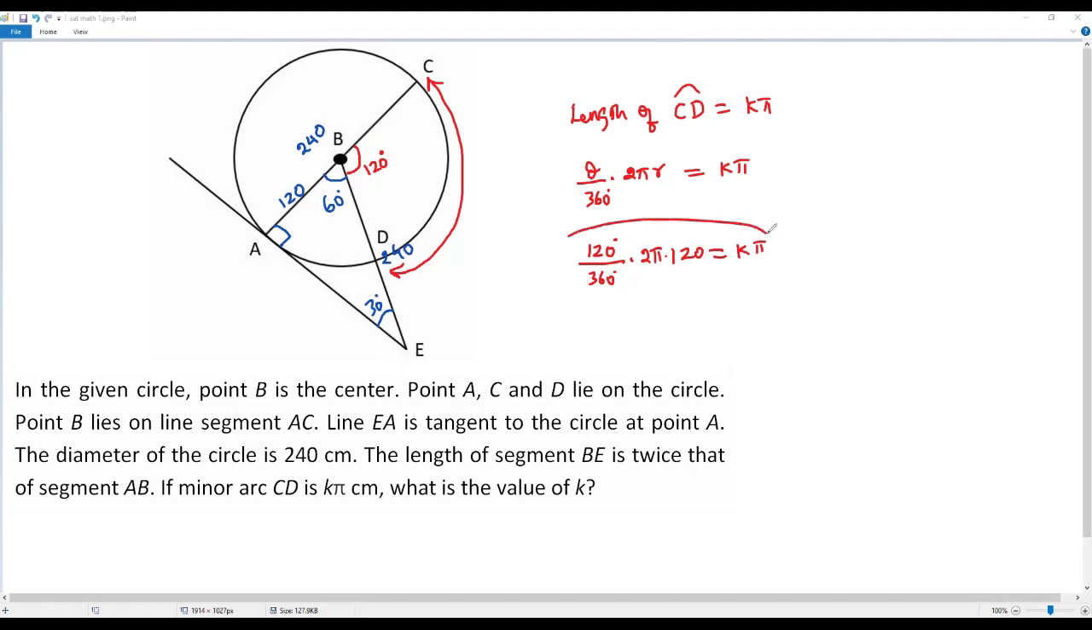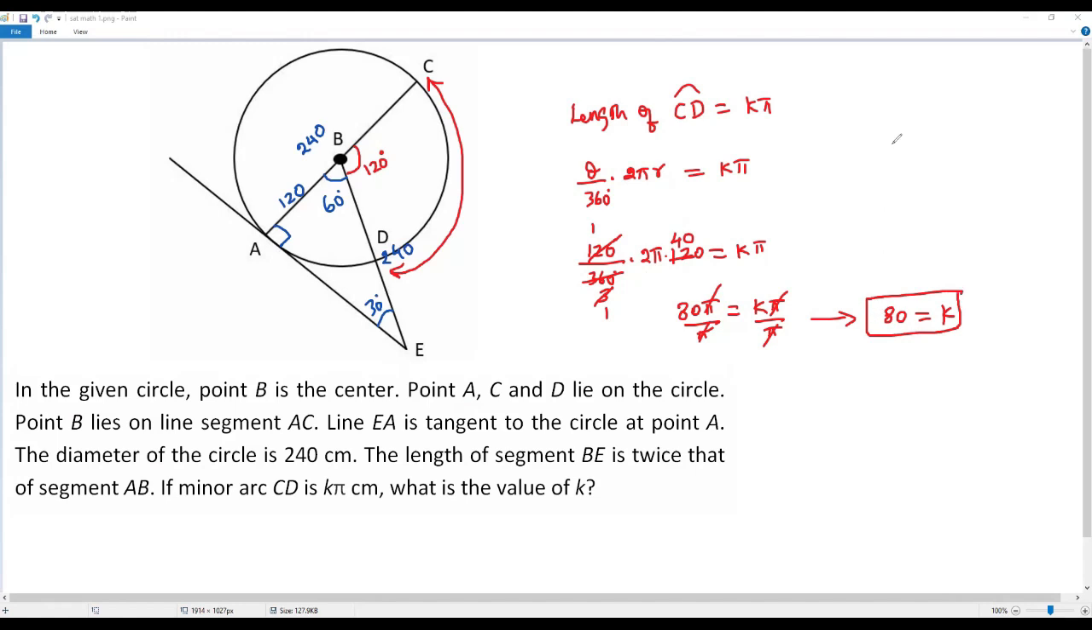Now we have to solve for K in this equation. 120 goes into 120 one time and 120 goes into 360 3 times. Here 3 goes into 3 one time and 3 goes into 12 4 times, and we can take this 0 over here. Now when I multiply this 2 pi and 40, I am getting 80 pi on the left side. On the right side, we have K pi. Now let me divide both sides of this equation by pi. Then the pi will cancel out. Then we get 80 equals K. Here I got the value of K.